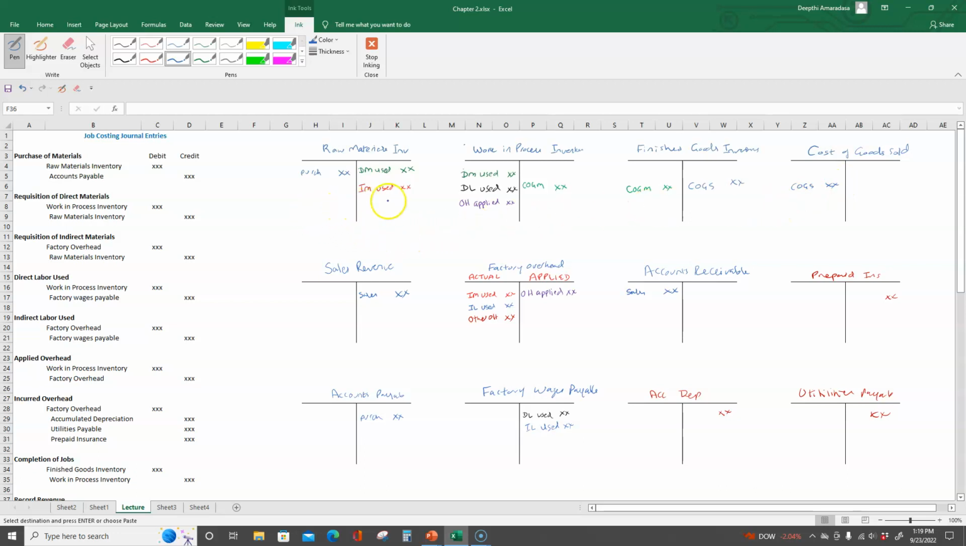So these top four accounts show the flow of goods in a manufacturing system. We start off with the raw materials inventory, then material moves from raw materials to work in process. Indirect materials goes to factory overhead. We record direct labor and overhead applied. When the goods are completed, it moves from work in process to finished goods. And when goods are sold, it moves from finished goods to cost of goods sold.